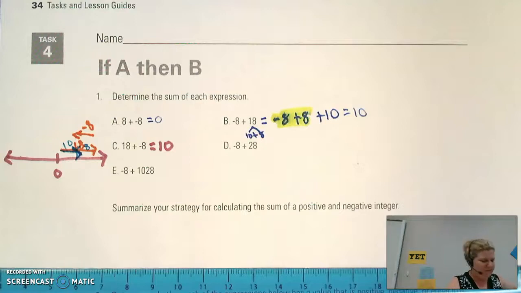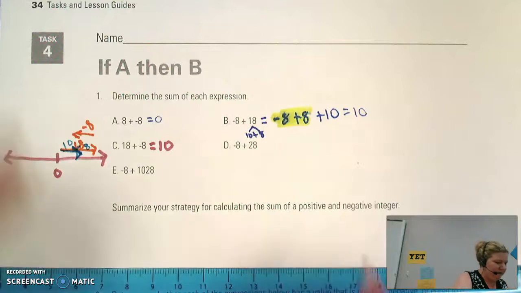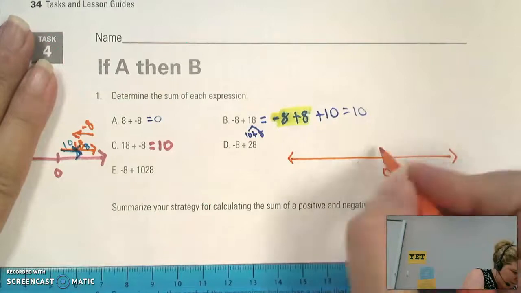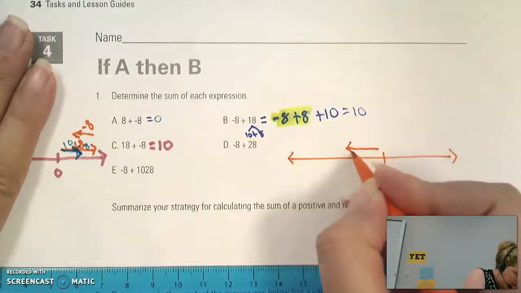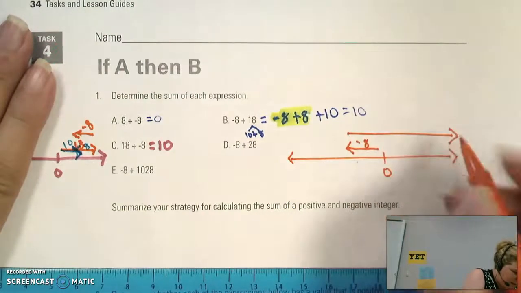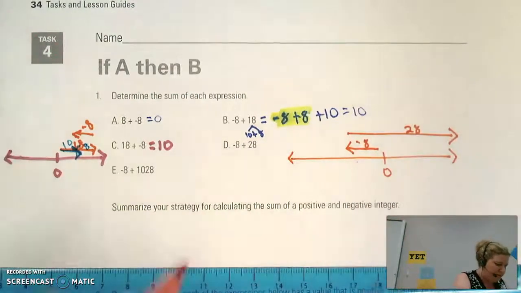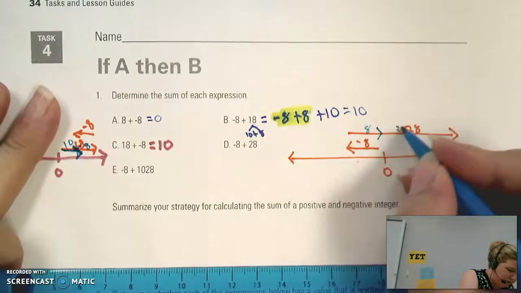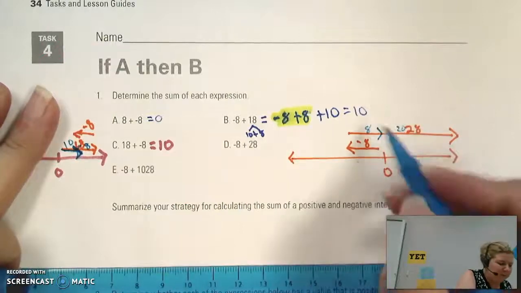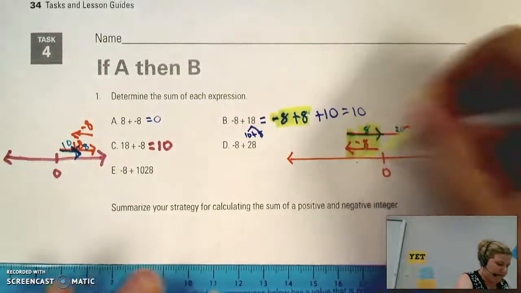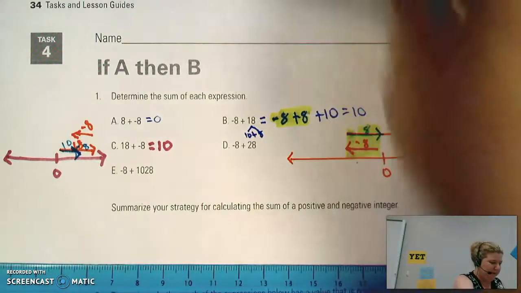It's not the best number line. I'll do better over here. Okay, so I'm going to draw this out. 0. I'm going to go left 8. And from there, I'm going to go right 28. I'm going to break that arrow into 8 and 20. 20 plus 8 is 28. And I'm breaking that because this part overlaps and it cancels. So what's left? 20. That's the answer.